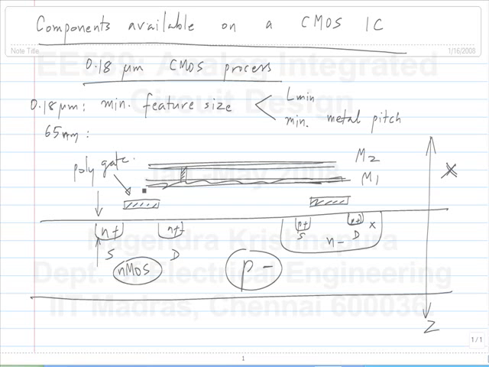So you have a number of metal layers. You can connect them to poly and diffusion as you wish. And typically a modern process will have at least 5 to 6 metal layers. So that's a basic CMOS process, and although it's a CMOS process, you can realize a number of other components, which is what we are going to look at now.